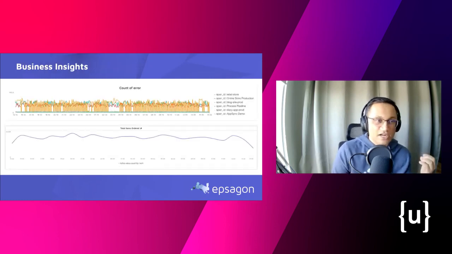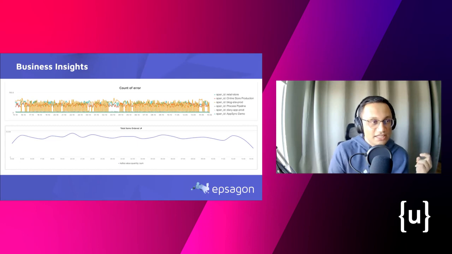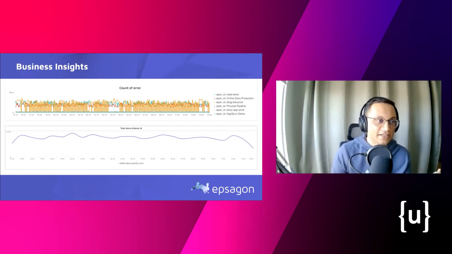One of the most important things that a tracing-based solution does is correlation between metrics, traces, and logs. Because of the correlation, you have a huge amount of data at hand. A good observability solution should allow you to slice and dice the data as you want. So a couple of examples are shown here. You can see the count of errors as well as total items ordered. So you can track engineering as well as business level metrics and see why exactly you are seeing those metrics.